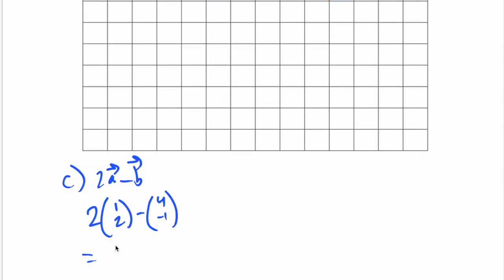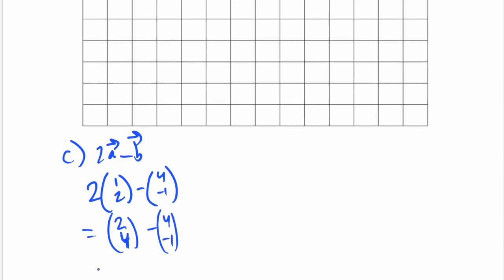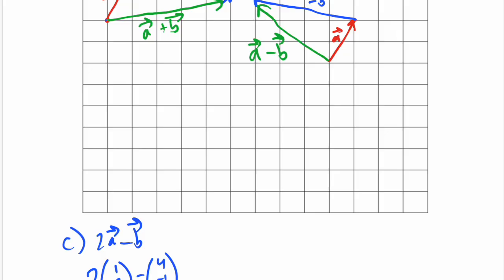Okay, that is 2, 4 minus 4, negative 1. So you get negative 2, 5. Graphically, now this is A, right? So this is double A, is 2A.